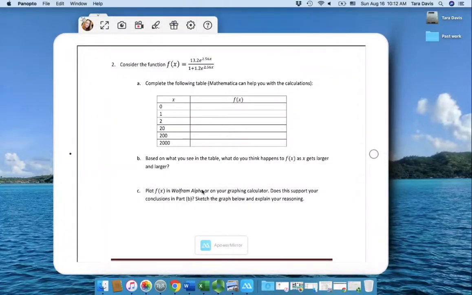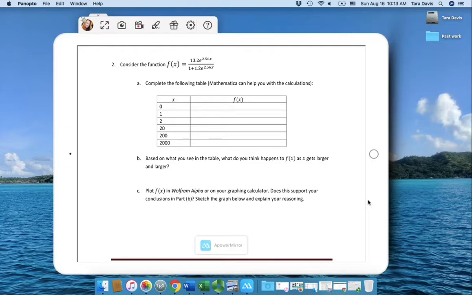Okay, let's continue on with our investigation of limits and look at a little bit more complicated equation, but it's no problem for us. We're going to be able to do this limit and then look at the table. So we have the function f of x equals 13.2 times e to the power 2.56x all over the quantity 1 plus 1.2 e to the 2.56x. And we're asked to complete the following table using Mathematica, Wolfram Alpha, Desmos, or our graphing calculator to help us do the calculations. Of course, we won't do this in our head.